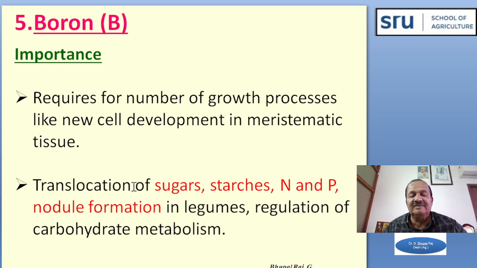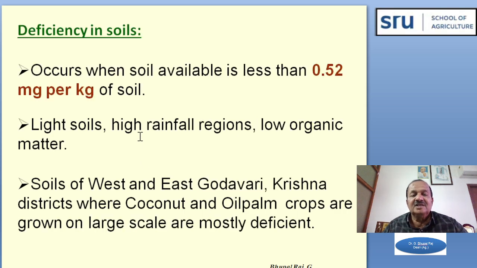Another important function of boron is the translocation of sugars, starches, nitrogen, and phosphorus, nodule formation in the legumes, and regulation of carbohydrate metabolism. So mainly translocation of sugars, starches, and elements like nitrogen and phosphorus, boron is very much required. And not only for this, for nodule formation also boron is required in legumes.